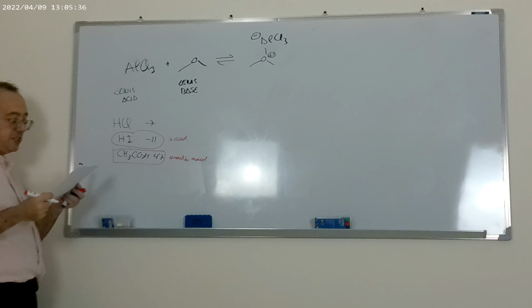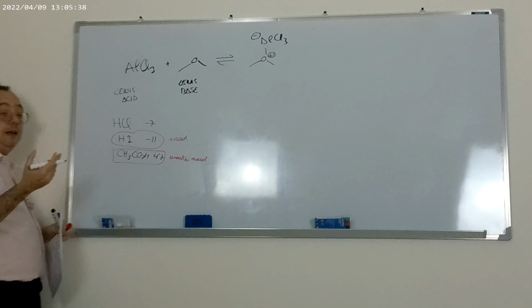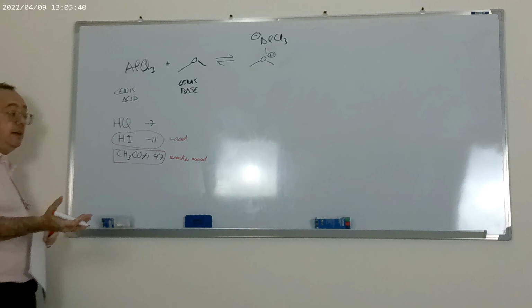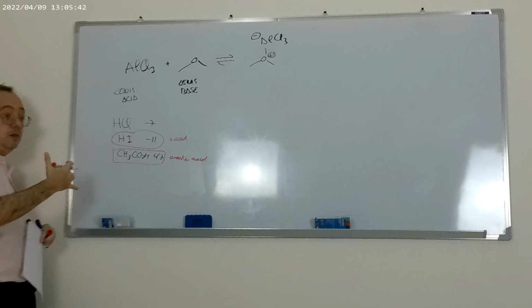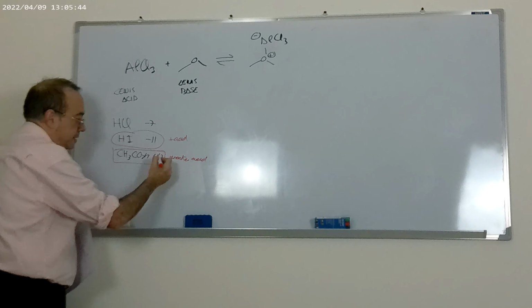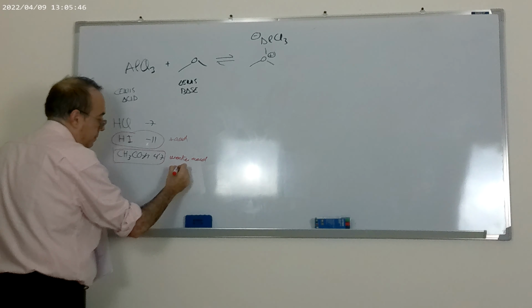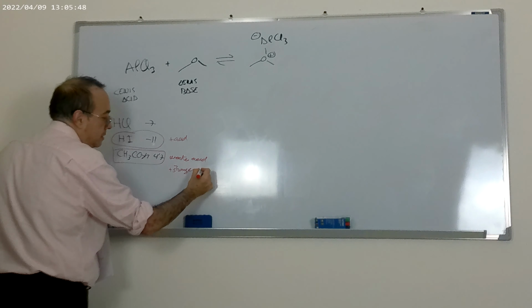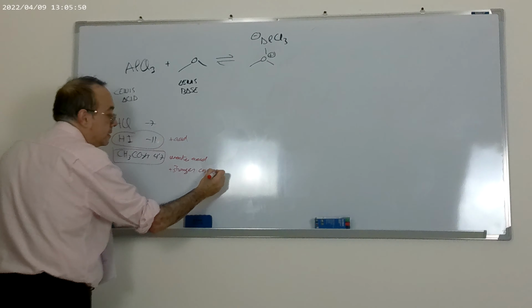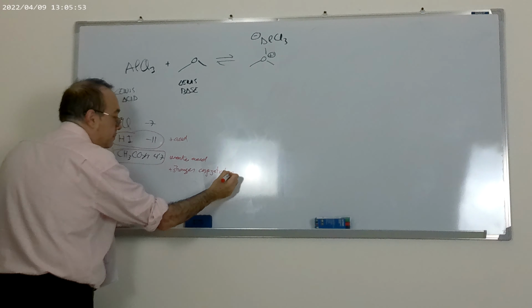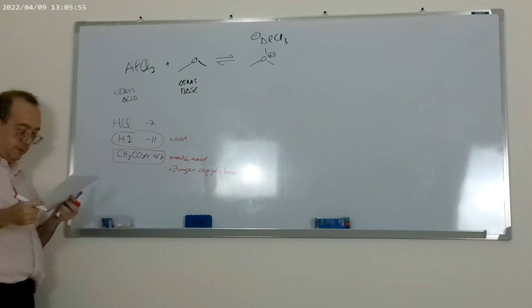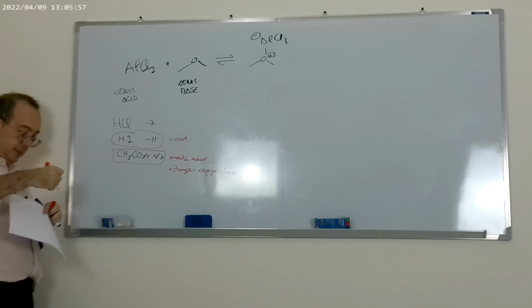And which will have the stronger conjugate base? Again, the weaker acids will have the stronger conjugate base. A stronger conjugate base. Okay?